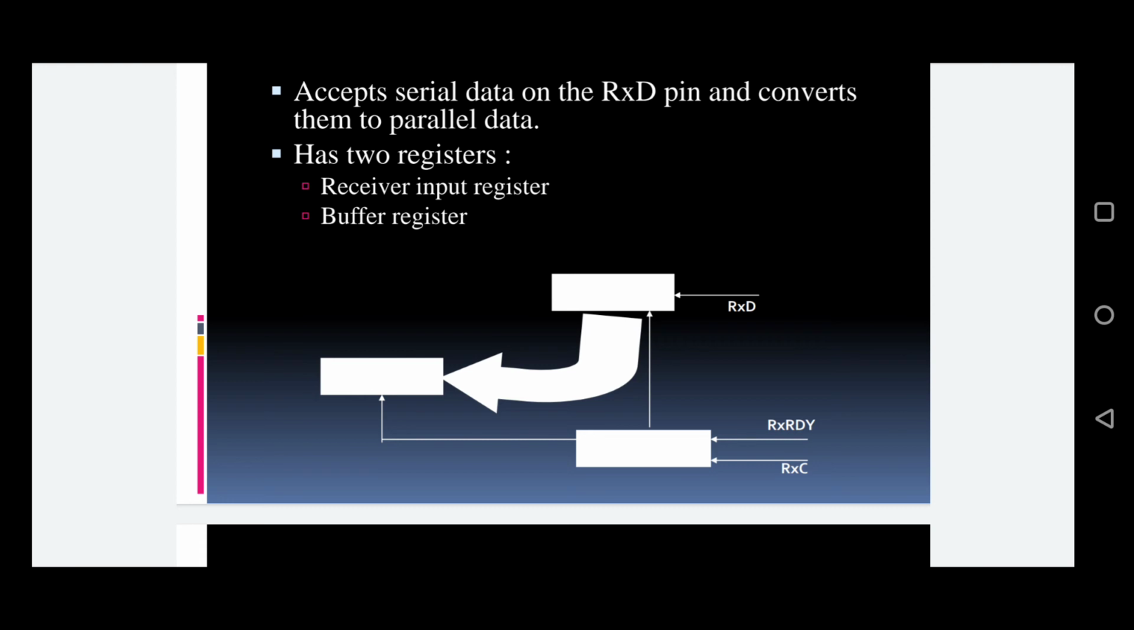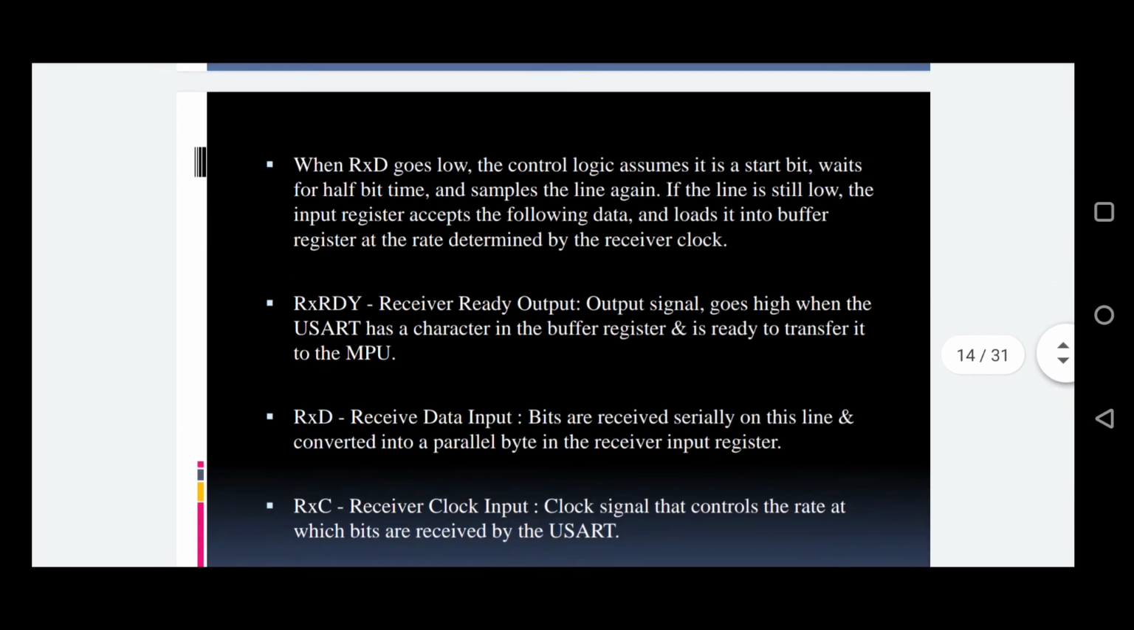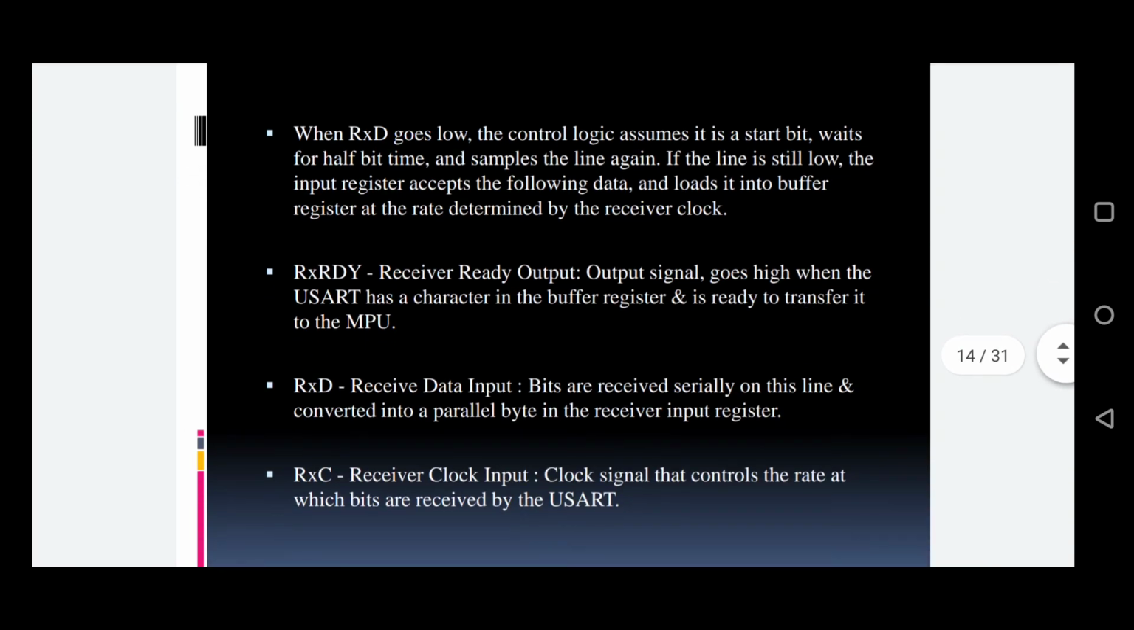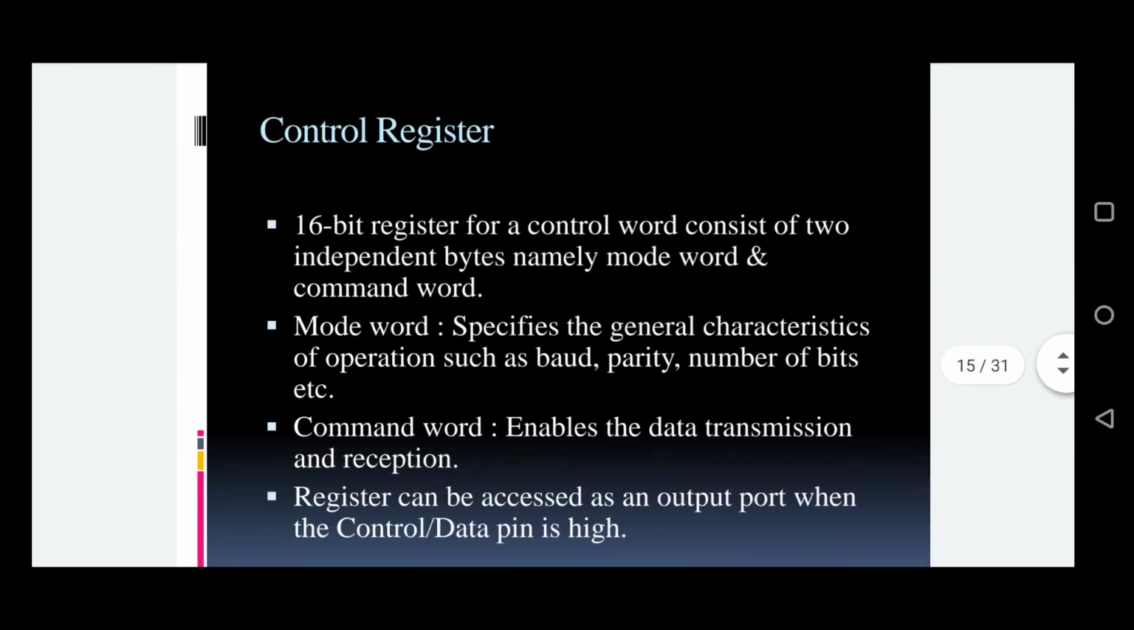The buffer register will store the temporary values. RX RDY, RXD, RXE are the corresponding signals of the receiver. Next we are going to discuss the control register. Actually, the control register is a 16-bit register. Mainly this register is used to control the characters which are present in the 8251.